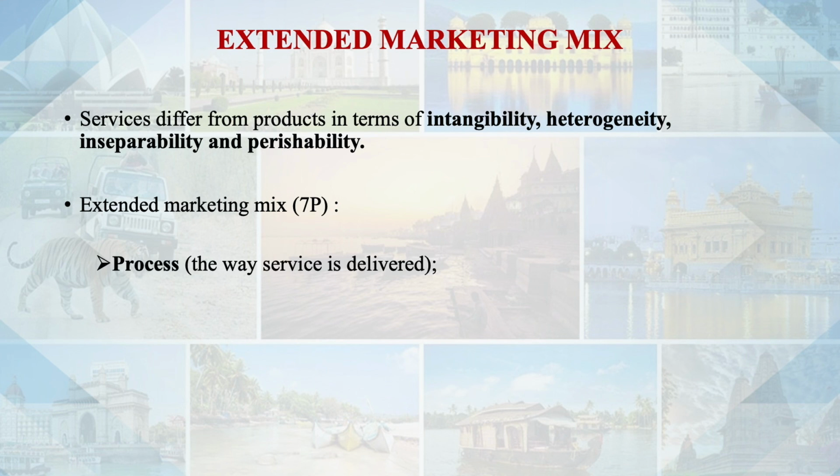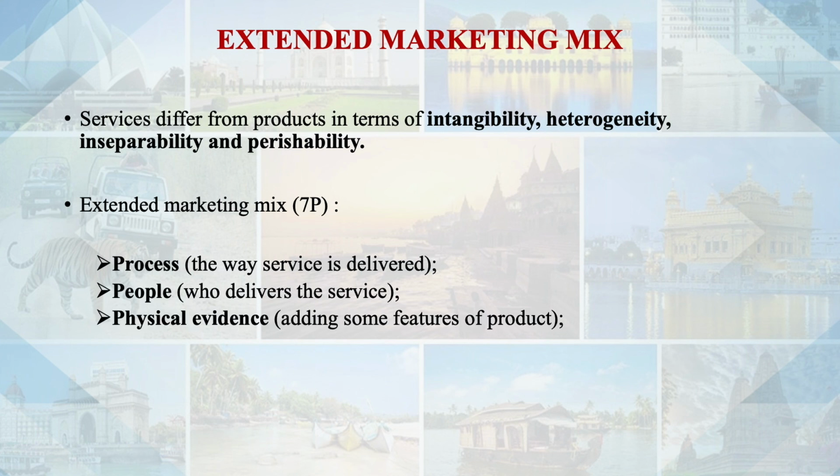One is process, the way by which the service is delivered. Then the people who deliver the services. Then the physical evidence, wherein we add some features of a product, means we try to make the services tangible or homogeneous, or we try to make the services a bit separable. So process is simply the way service is delivered. For example, in case of airlines, the check-in counters, how you manage the queues at check-in counters. We can open multiple counters, or we can have a single counter. So the same service is delivered in different ways.